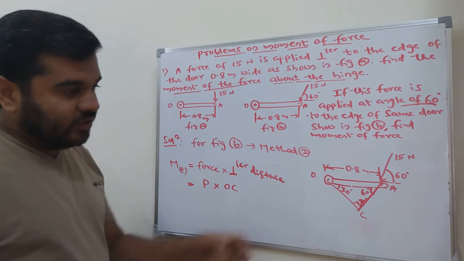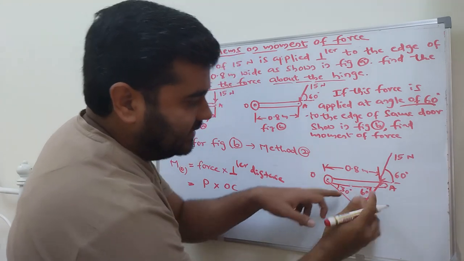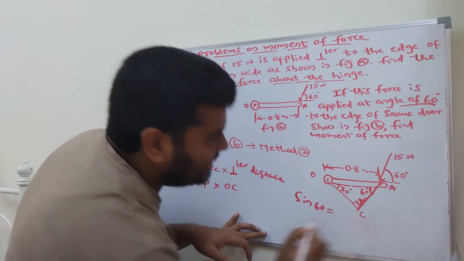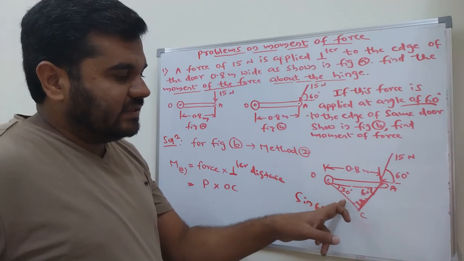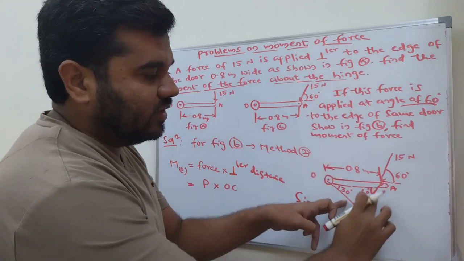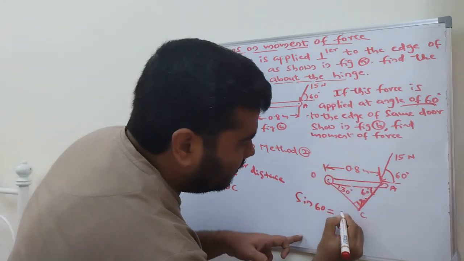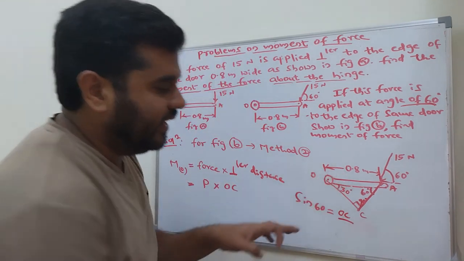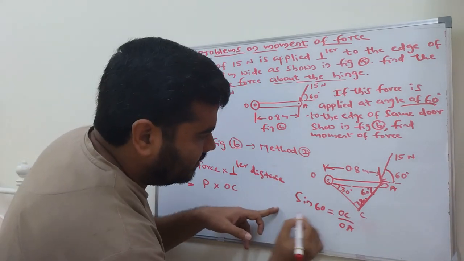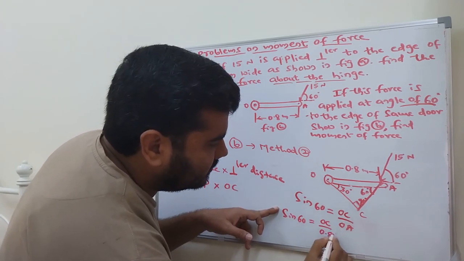Okay. Now you can use any formula here, right? If this is 90, first I'll use the 60 degree component. From the figure, sine 60 is how much? Sine 60 is the opposite side OC divided by the hypotenuse. Which one is the hypotenuse? OA, not AC, because these two are perpendicular lines. You should not consider AC. For 60, the opposite side is OC, and the hypotenuse is OA. Therefore, sine 60 equals OC divided by OA, which is 0.8 meter.